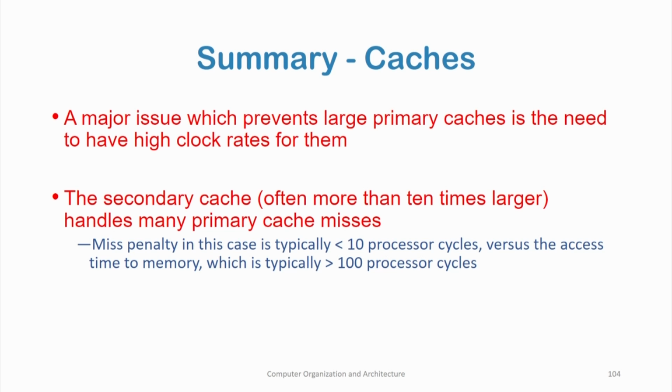So, even if you have a miss in the primary cache, the miss penalty into the secondary cache is around 10 processor cycles or even less, versus the access to memory. Even if we did not have a secondary cache, the alternative was that we had to directly access memory, which typically takes of the order of more than 100 processor cycles. So, this is why we have an advantage by using multi-level caches. So, this was a summary of our discussions in the first 3 lectures on caches.